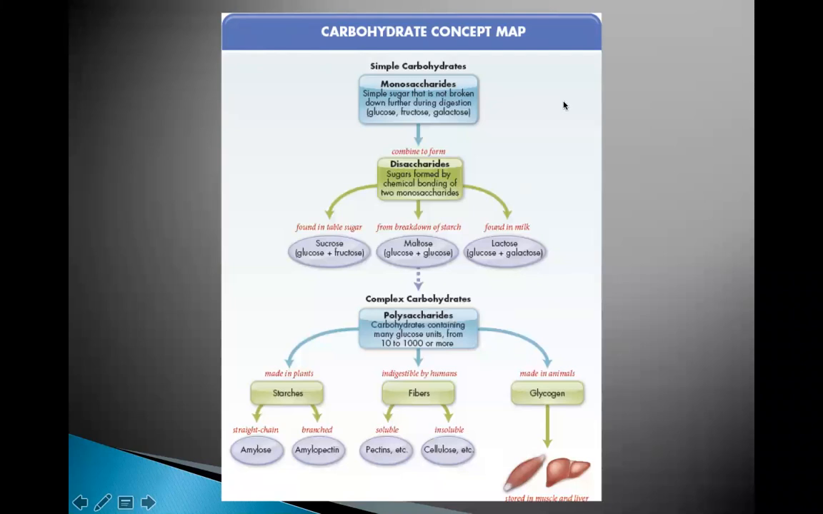All right, so this is a diagram of different sources of carbohydrates and kind of where they go in our body. So starting with monosaccharides, those are the simplest sugars. They can combine to form disaccharides, which would be pairs of two sugars. Those disaccharides can then become complex carbohydrates, which are polysaccharides that have 10 to 1,000 units in them. And the polysaccharides would be either starches, fibers, or glycogen. Glycogen is stored in the liver and muscle. Starches are made by plants, and fibers are undigestible by humans.